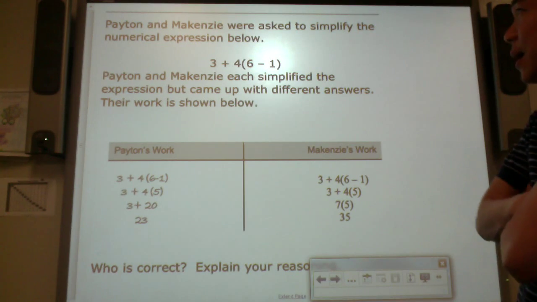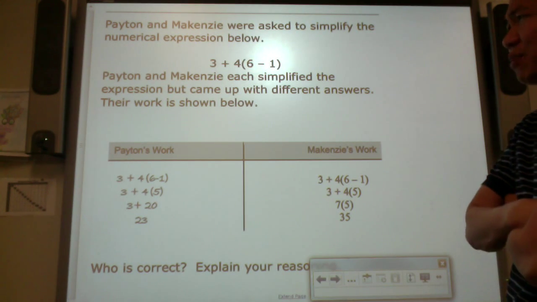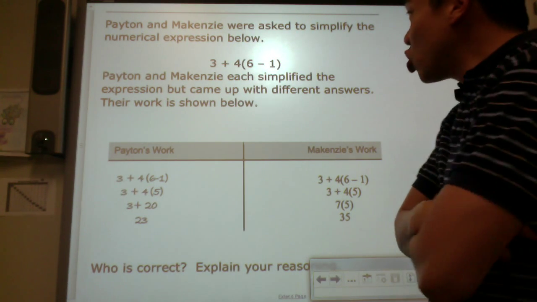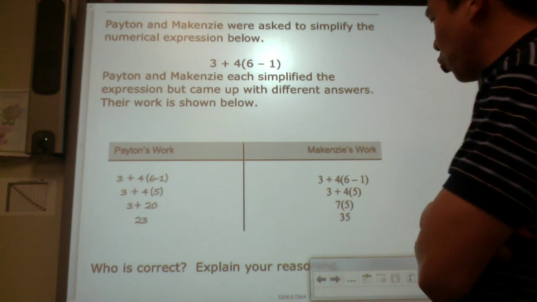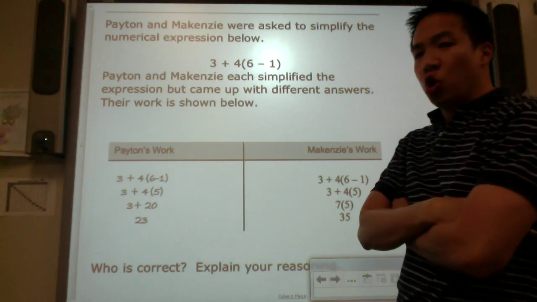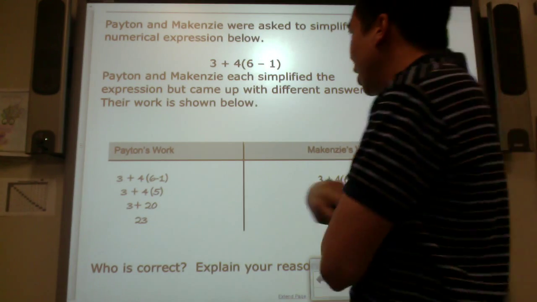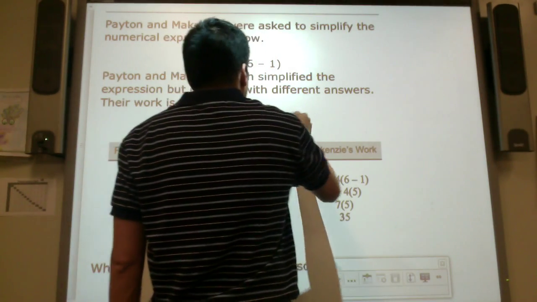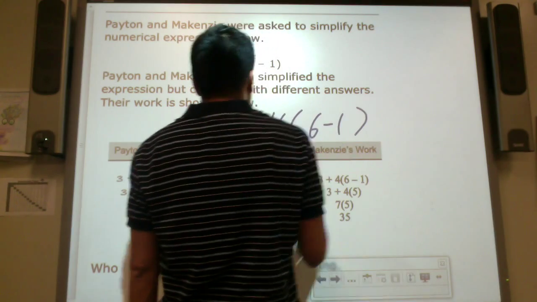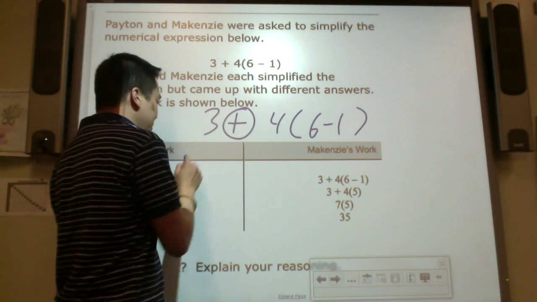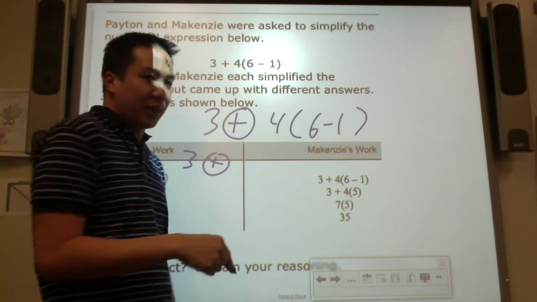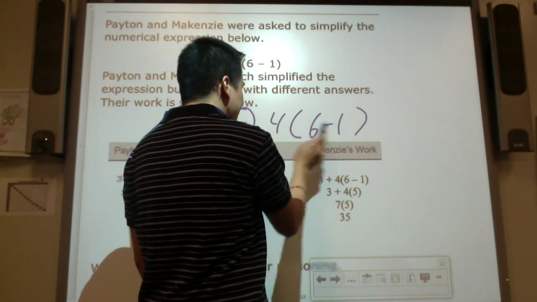And last but not least, Peyton and Mackenzie were asked to simplify this, or evaluate it, solve it. One came up with 23, the other one came up with 35. Who is correct? Circle the additive or subtractive operator. The first term is 3. Can I do anything with that? No. The second term is this.